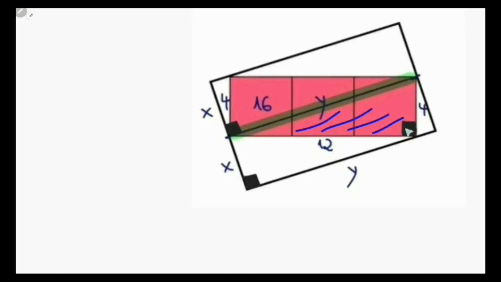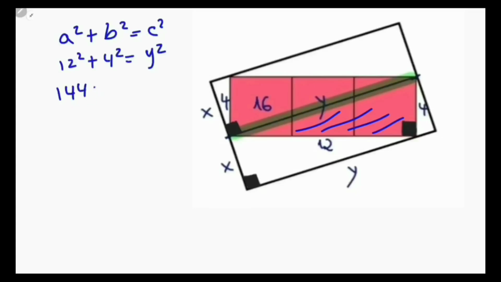This triangle is a right triangle, of course. This part is y. Our goal is to find y. You have a right triangle, so you use what? Pythagoras. So a squared plus b squared equals c squared. So you have 12 squared plus 4 squared equals y squared.